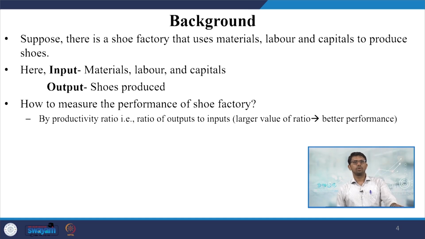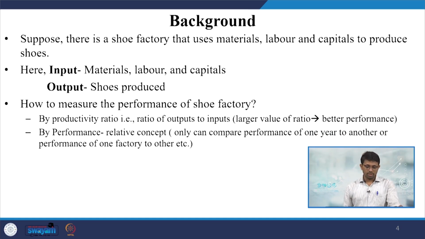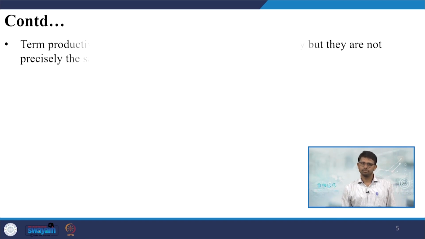This is either by productivity ratio or by performance ratio or by rate of performance and performance indicators. First, by productivity ratio we mean that the ratio of output to input is checked. A larger value of the ratio indicates better performance, whereas performance is a relative concept. Productivity is a quantitative unit in terms of ratio, whereas performance is a relative concept which can only compare performance of one year to another or performance of one factory to another. Performance by itself is not standing clear.